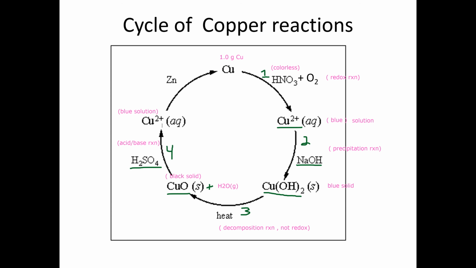And now the last step is to reclaim our copper. So in the 5th step, we're going to add zinc to the copper 2 plus solution. The zinc is more active than copper, so it's going to react to form zinc ions, and you're going to get copper metal.